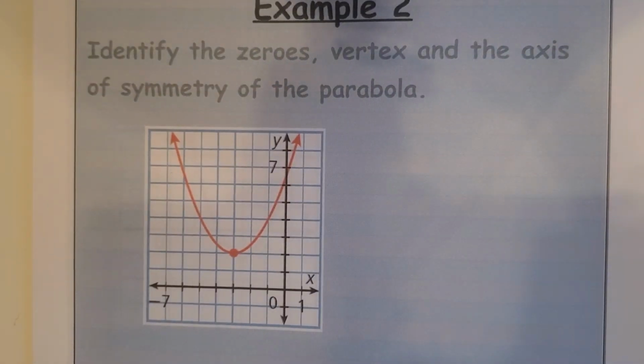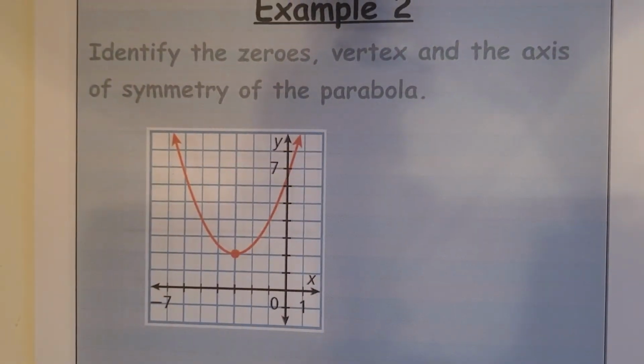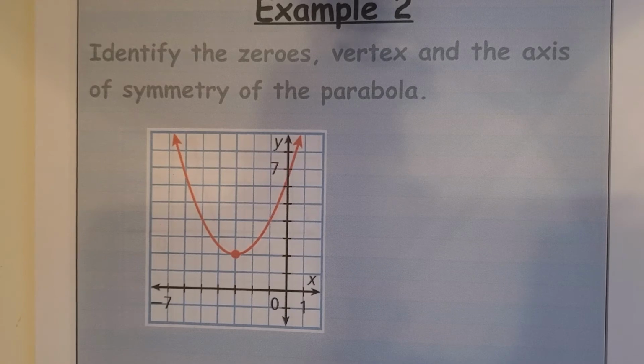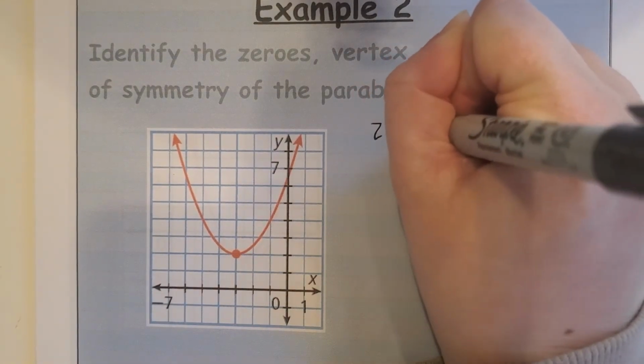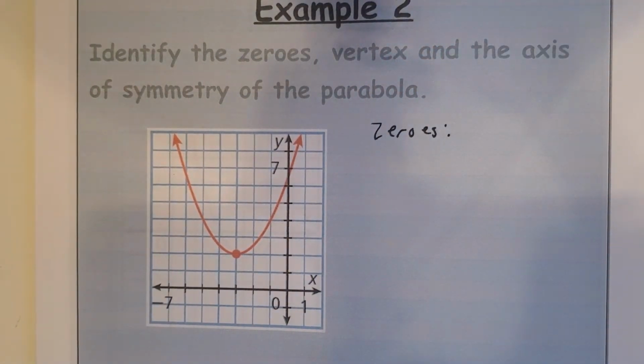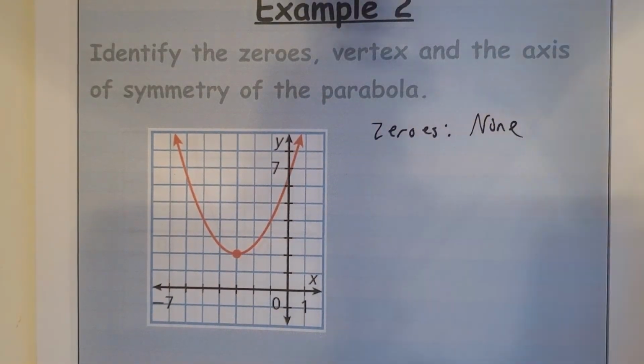If we talk about this, all right? Now we're doing everything that we've talked about. Zeros, vertex, and axis of symmetry. All right? Zeros. Where does the red parabola cross the x-axis? Nowhere. So what are the zeros? None.